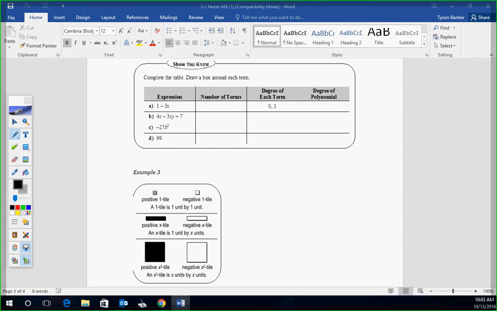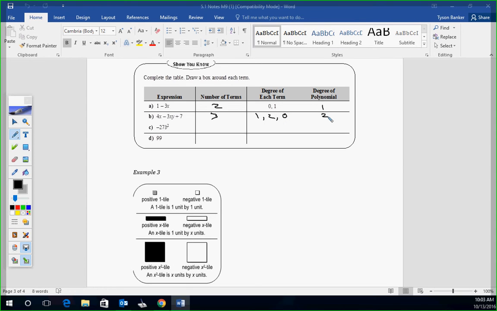Okay, expression 1 minus 3x, it has 2 terms. And then look what it did for you. Degree of each term, 0 for the 1, 3x is 1. So the degree of the polynomial is the bigger number, which is 1. Okay, this one, 1, 2, 3 terms. Degree of each term, the first one 1, second one 2, 0. 2 for the whole thing, because it's the biggest one we have.